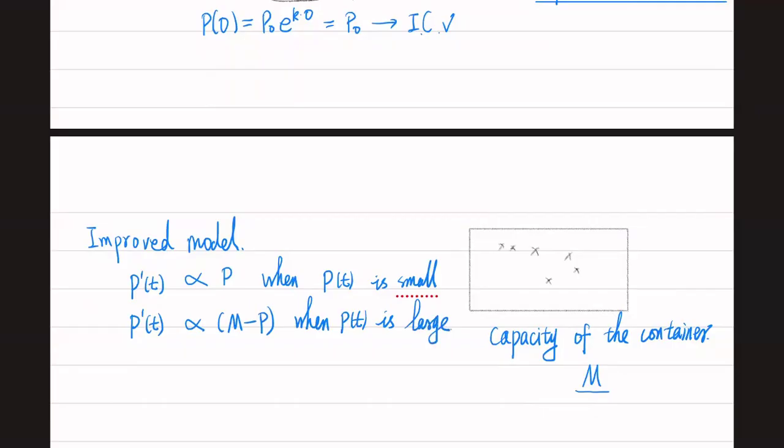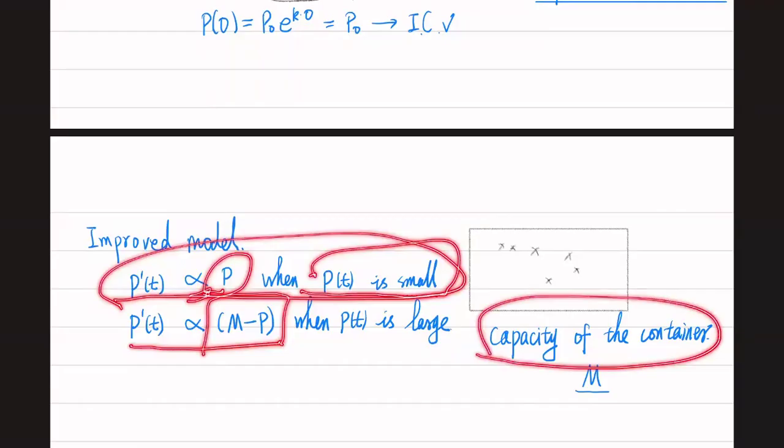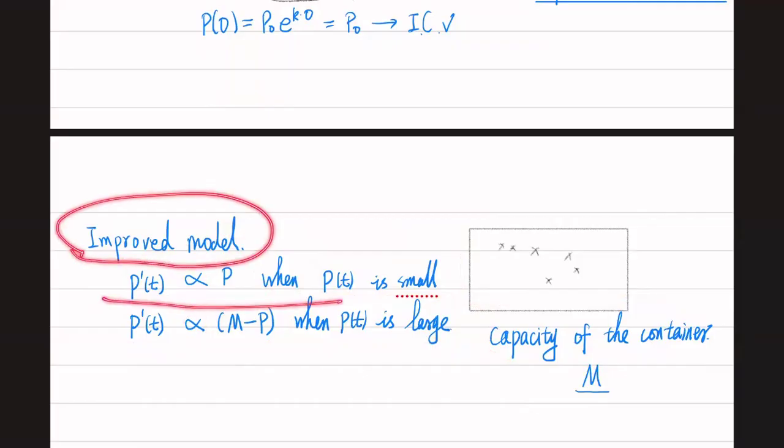Does this make sense? The two scenarios. In the early stage, the population grows. The more we have, the faster it grows. But in the later stage, it grows so much that it almost reaches the capacity. Then the rate will be slower and slower. Sophia, what do you say about this model? Does it make sense? Yeah.